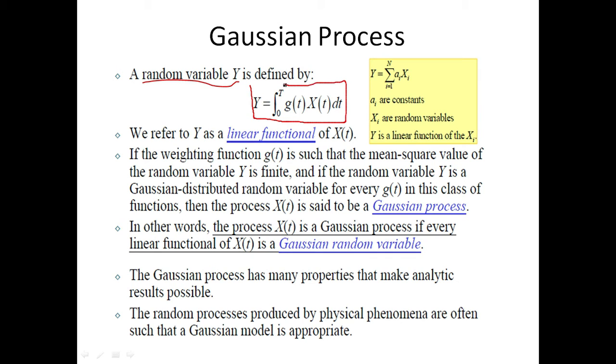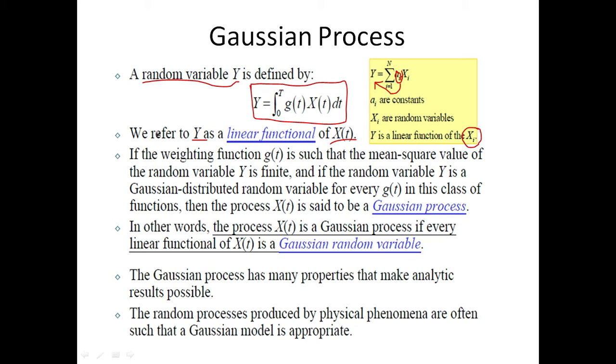Based upon this equation, we will discuss the different parameters here. y is equal to the summation of i equal to 1 to n of ai into xi. The ai are constants, and sometimes this constant parameter will be taken outside the integration sign or any mathematical operation. The xi are random variables, and y is a linear function of the xi. Then we refer to y as a linear function of x of t, where x of t is the random experiment with respect to the time duration t.